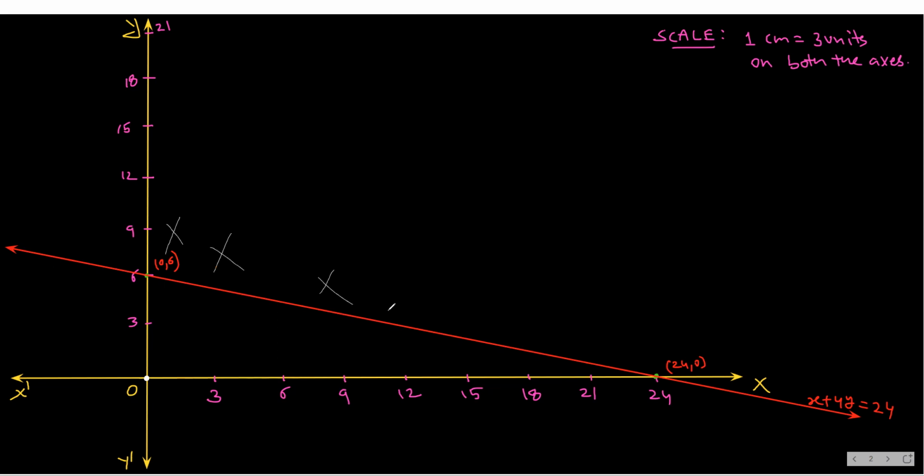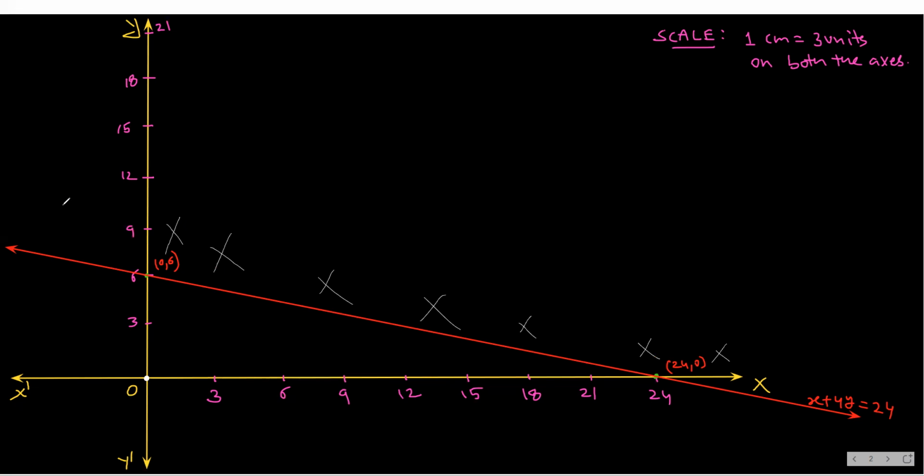Now, what do these crosses represent? These crosses I'm putting above the line in order to make me understand that the solution set of this line is on the origin side. It is not this side. That is why I'm putting a cross on this side. And these crosses I will remove.